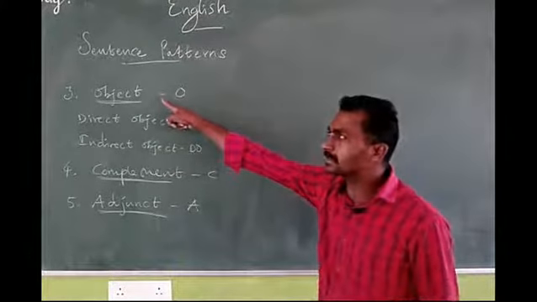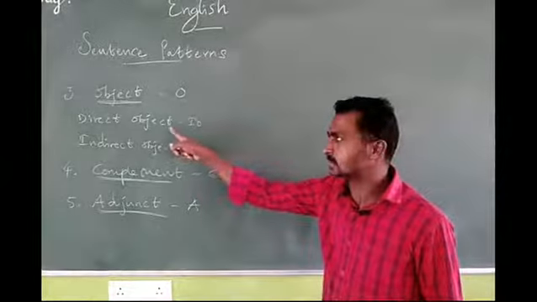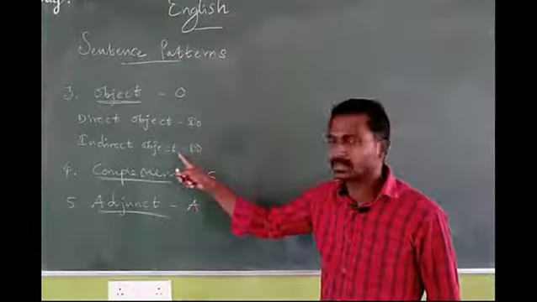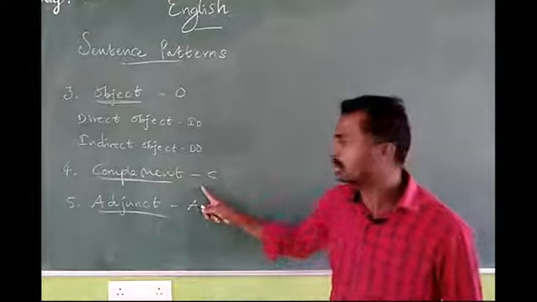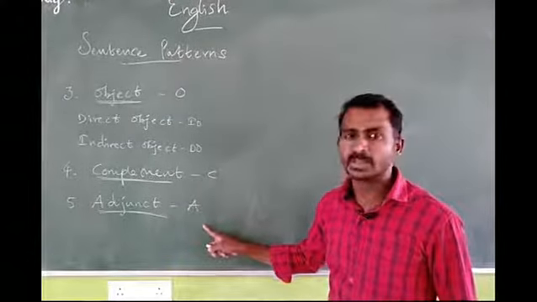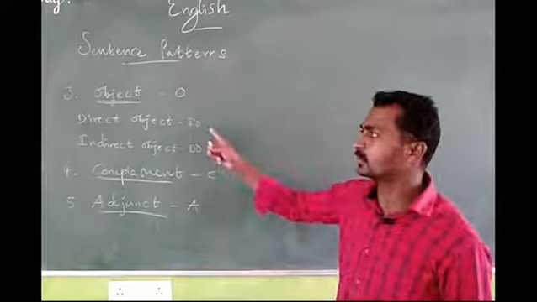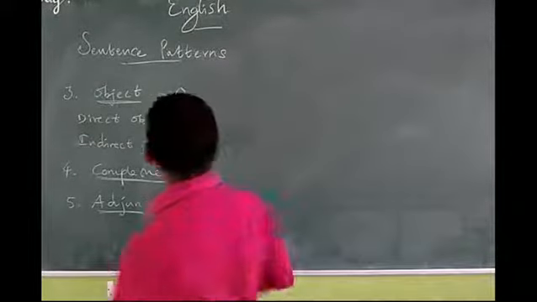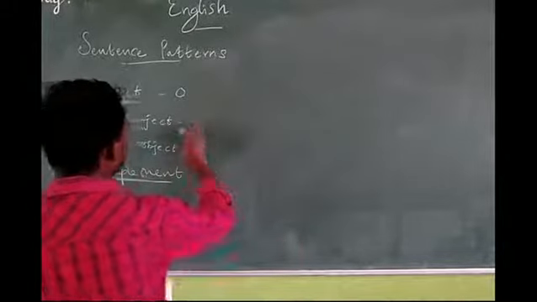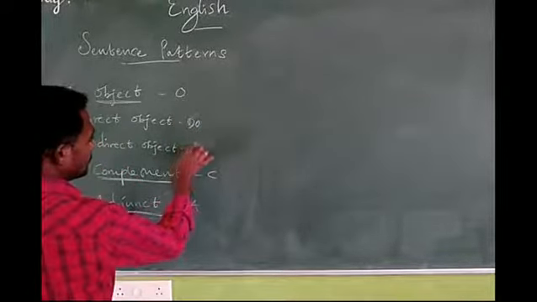Here, the object is divided into two types, which we already discussed. One is direct object, another one is indirect object. The fourth one is complement, and the last one is agent. Now I am going to teach you the object, which is divided into two types: direct object and indirect object.